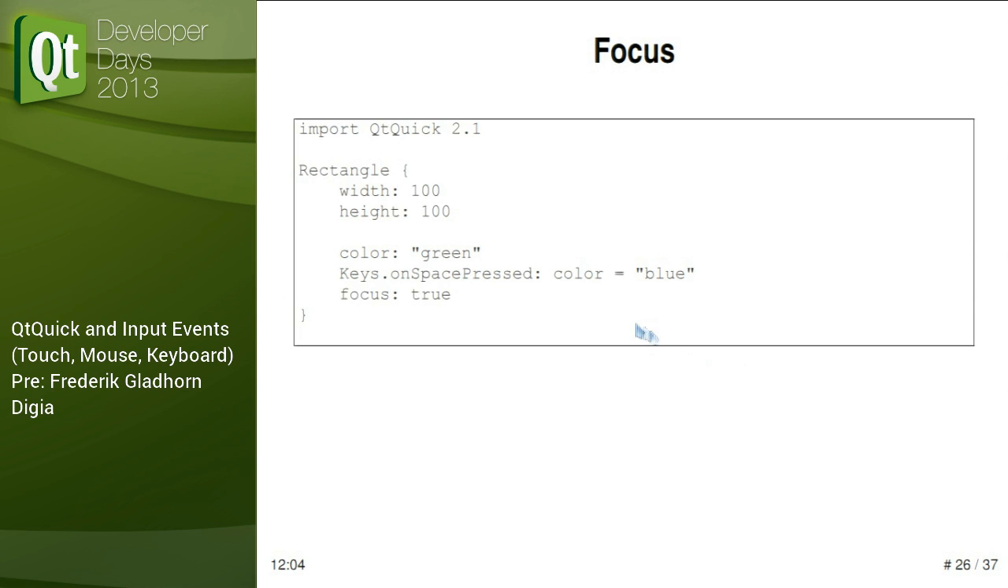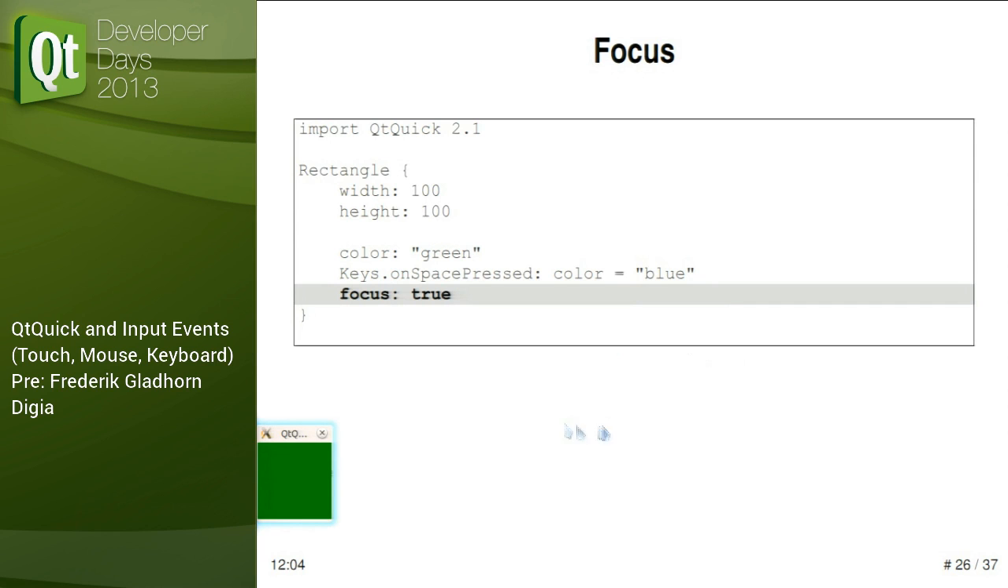So let's start to pimp our example. Focus set to true. I will talk a lot about focus handling now, because that's the actual difficult part about the whole key issues. Actually getting the key event is really straightforward. You get it via keys.onSomethingPressed or the keys on pressed. But the focus is tricky.